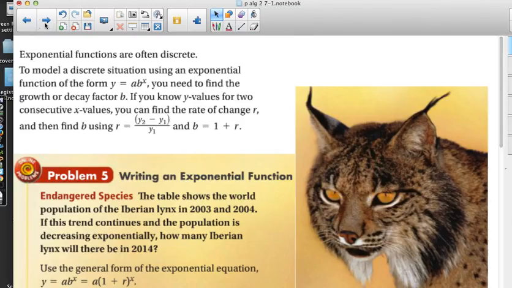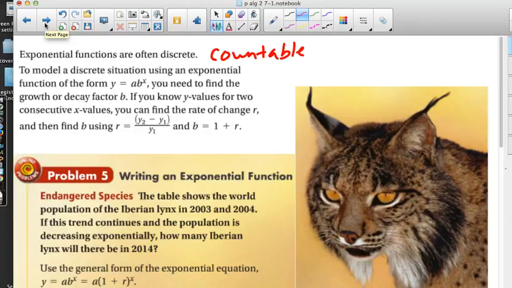Then we have another good word problem here, and this is about Iberian lynxes. It says exponential functions are often discrete. That means countable. So we really shouldn't be connecting up these graphs. These graphs should just be dots, because you can't have 3/4 of an Iberian lynx. It doesn't work that way. You have one or you don't have one.